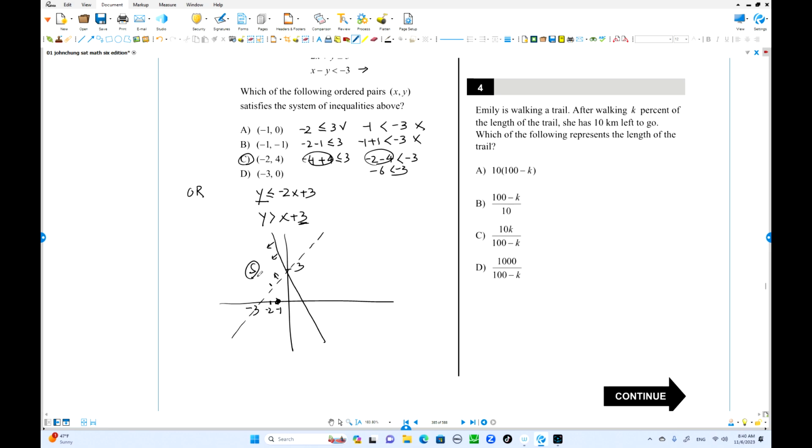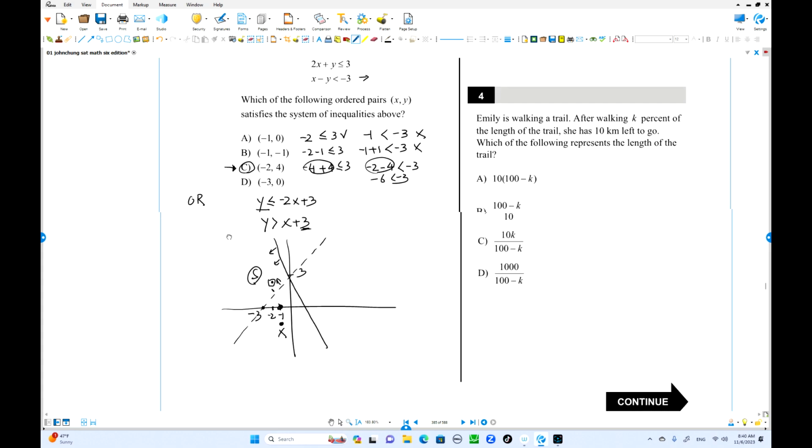For -1, -1, it is down over here. No. For -2 and 4, maybe around here it is possible. Try -3 and 0. This point is on a dashed line, so it doesn't belong to the solution. So choice C is the answer. You can use either method.